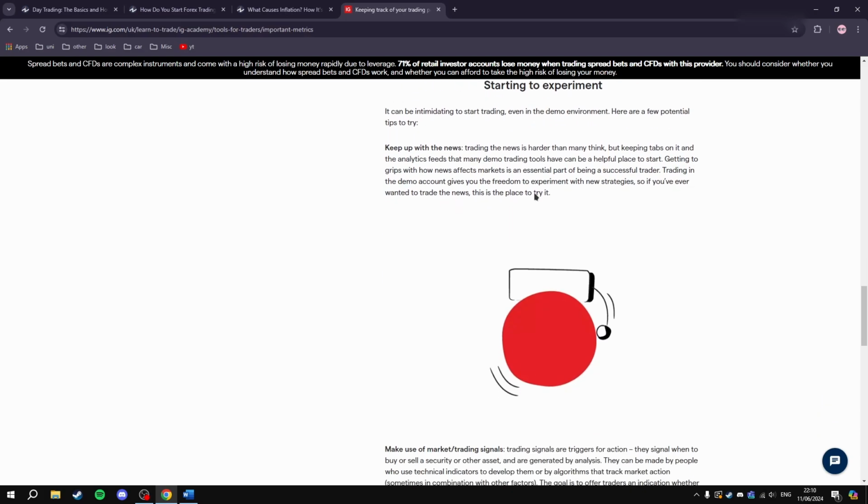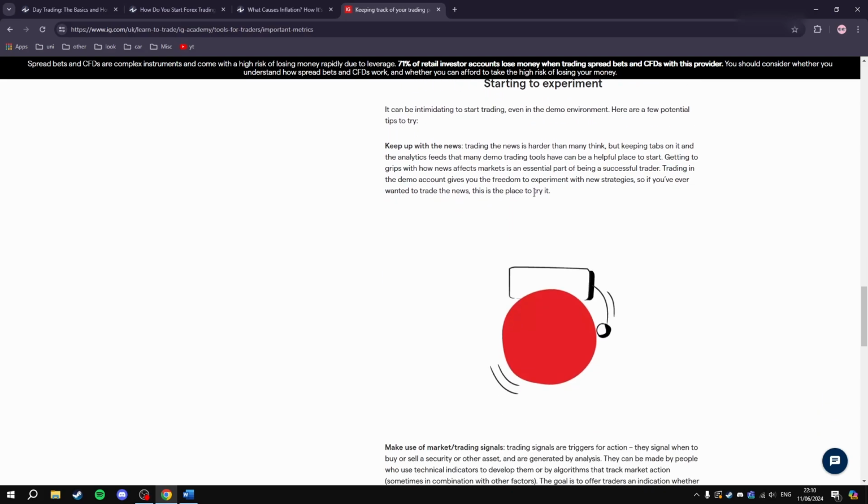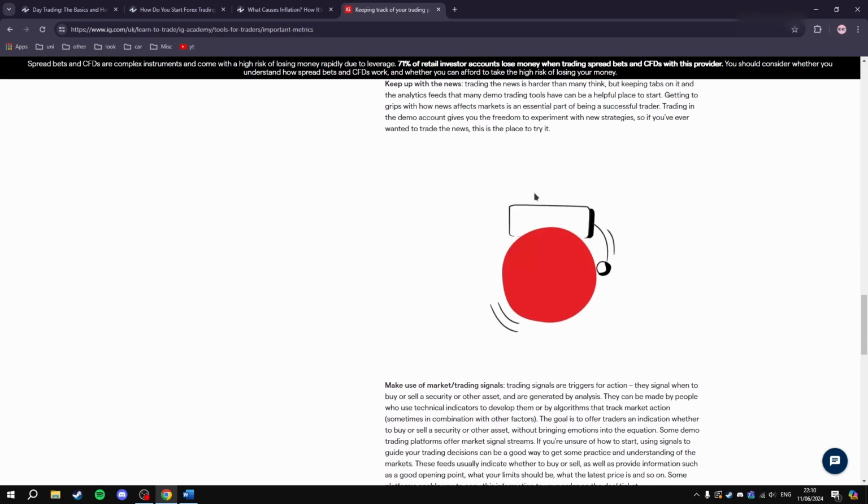Okay, so starting to experiment. It can be intimidating to start trading, even in a demo environment. Here are a few potential tips to try. Keep up with the news.